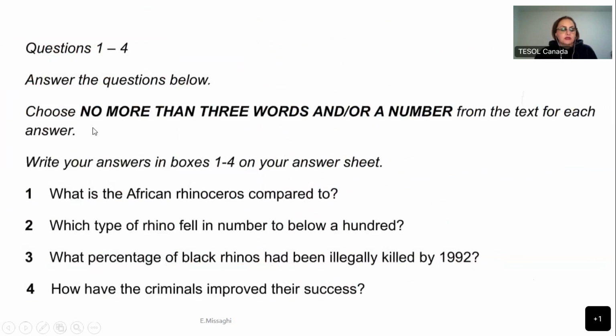So here is an example. Answer the questions with no more than 3 words and/or a number. So what's the African rhinoceros compared to? Only 3 words, not more than 3 words. Maybe 1, maybe 2, maybe 3, but not more. Plus a number.